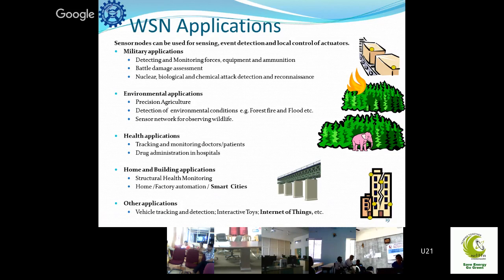In environmental applications, they can be used in precision agriculture, detection of environmental conditions, for example, forest fire and flood, etc. They can be used as sensor networks for observing wildlife. They have a lot of applications in health-related areas like tracking and monitoring of doctors, patients, and drug administration in hospitals. Then structural health monitoring under home and building applications is a very interesting area, along with home and factory automation, and it is also an integral part of smart city projects. And there are various other applications like vehicle tracking and detection, interactive toys, and Internet of Things. We will be discussing Internet of Things in detail at the end of this session.